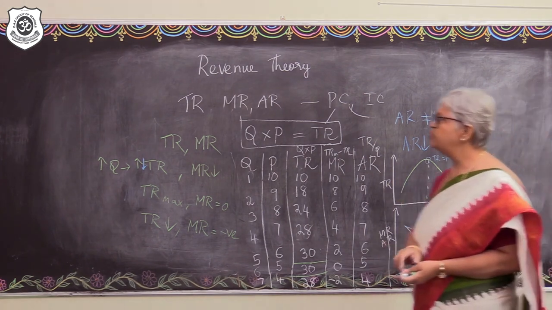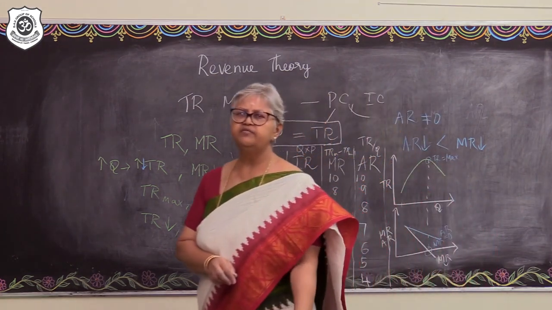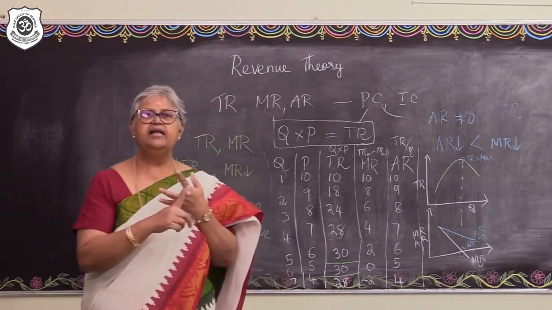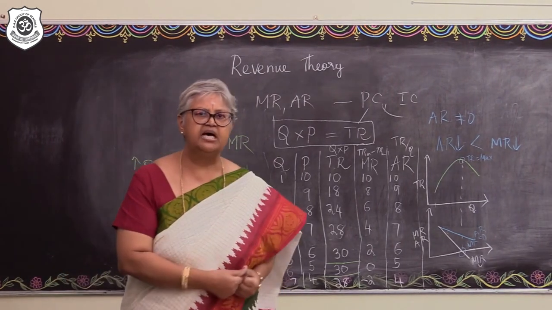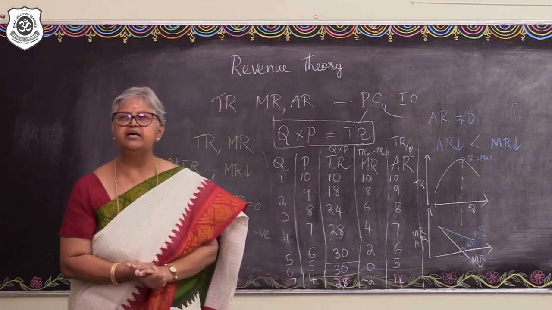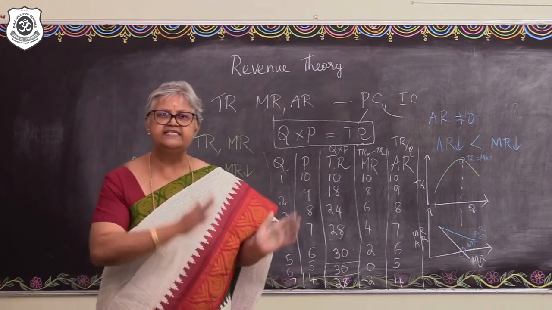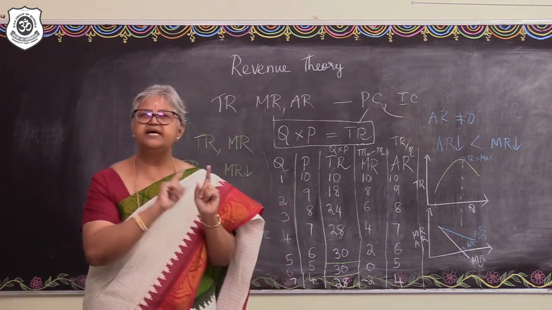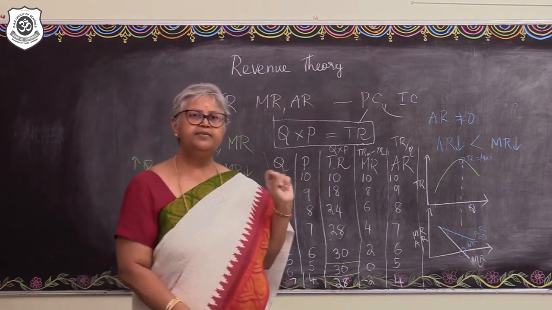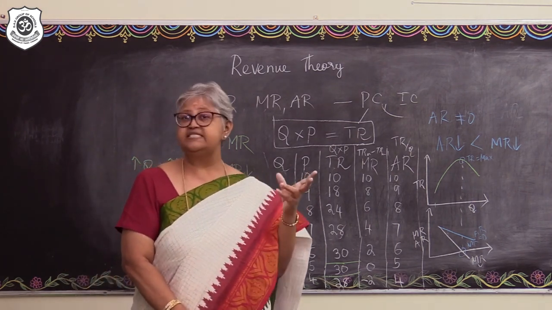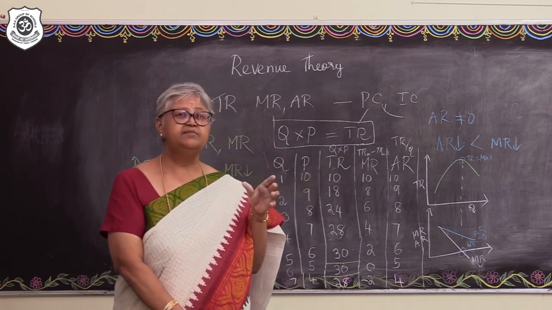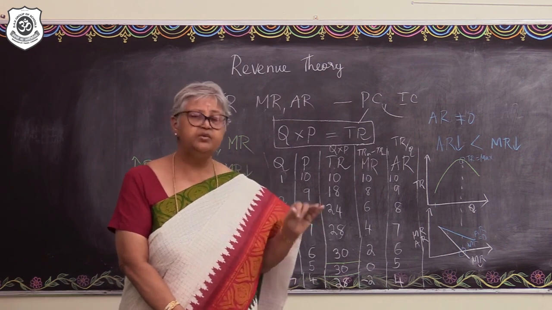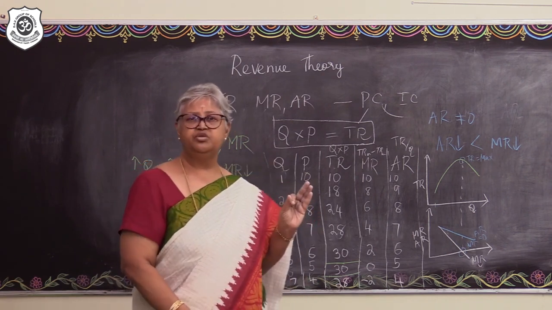So to sum up, what have we seen? We have understood the behavior of the revenue curves, the total revenue, the average revenue and the marginal revenue, in two types of markets. One is a perfectly competitive market where at the same price more and more is sold, and in such a market the total revenue increases at a constant rate. And in such a market where the price is fixed, the price is equal to the marginal revenue and that is equal to the average revenue.